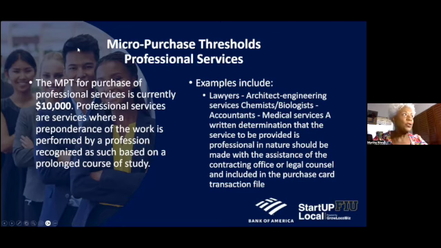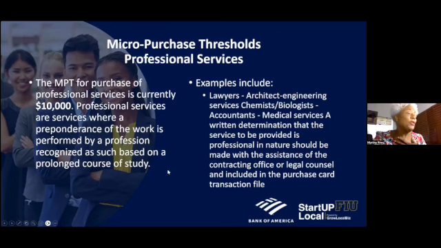You see, for professional, it's up to 10,000, and it includes your attorneys, A&E, your architect, engineer services, the chemist, your accountants. What I like to call professional services are things that are somewhat regulated by your state, because you have to have a certain license, like a CPA. For attorney, you have to pass the bar exam, architect, engineering, and so on. So I like to call it the folks that are regulated. That's where professional services fall.